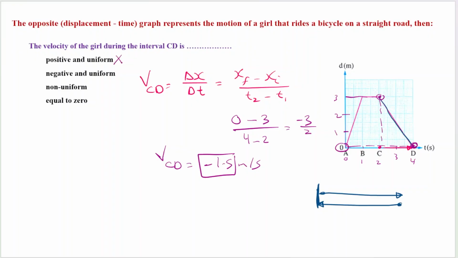Positive and uniform? No. It's negative and uniform, yeah. Why is it uniform? Because we have only one number and it is a straight line. Non-uniform? Wrong. Equal to 0? No. The girl is moving but in the opposite direction.